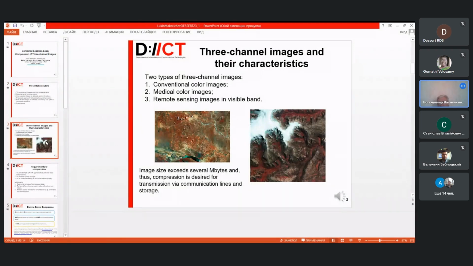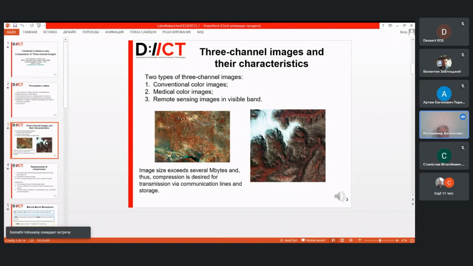So, there are different types of colour images. I would like to give 3 examples. First of all, these are conventional color images represented, for example, as RGB data. Another case is medical color images, for instance, retina images. And the third case are remote sensing images in visible band, which can be data from multispectral remote sensing, as example. And 2 examples of remote sensing images are given at this slide.